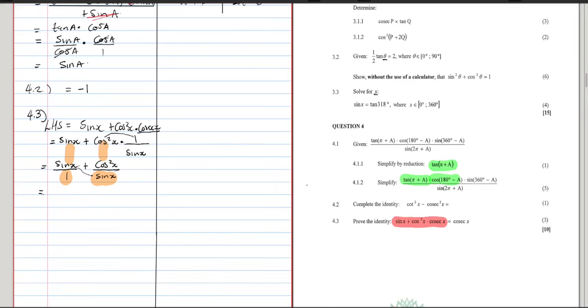So since the denominators are not the same, I'm multiplying sine with sine, I get sine squared x plus 1 times cos, that is cos squared x, and then we divide by 1 times sine, that is sine x, equals to, there's an identity, sine squared plus cos squared gives us 1, over sine x, so the final answer is just gonna be cosec x. That is the final answer, and concludes our question 4.